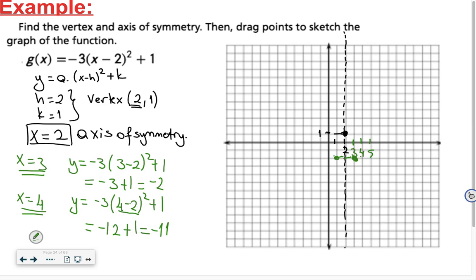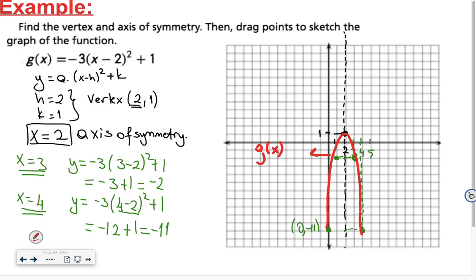Negative 1, negative 2, negative 3, negative 4, negative 5, negative 6, negative 7, negative 8, negative 9, negative 10, and negative 12. So this is going to be your point. Let me find the symmetrical of this point. This is going to be equal to here, 0, negative 11. This is enough for you to graph your function. So your graph will be like this. So this is the graph g of x.